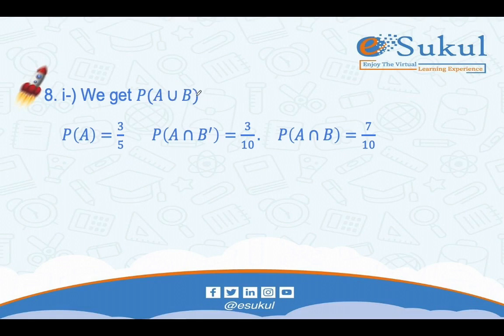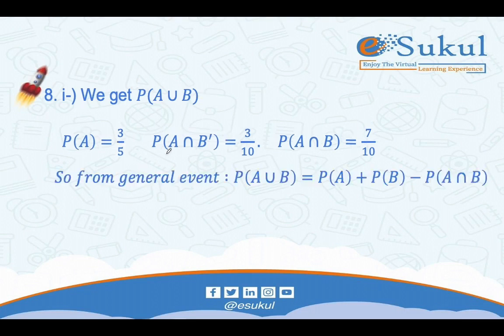The P of A union B is 7 on 10. So we remind ourselves that we can use the general event. Using the general event, this should be 7 on 10, the P of A union B.